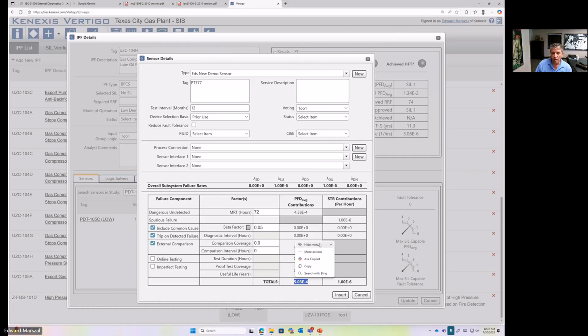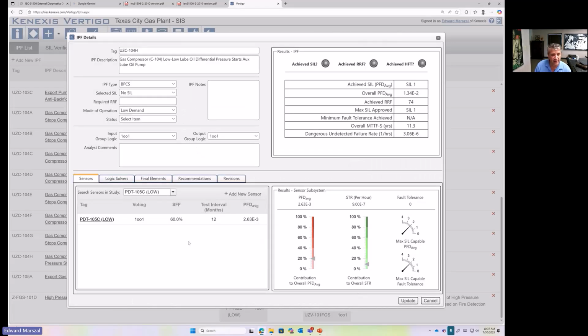Now, try to remember this number of 6.48 E minus 5. I'm going to write that number down right now. 6.48 E minus 5 is going to be the PFD contribution of 90% of the dangerous failures. All right, let me cancel out of here.